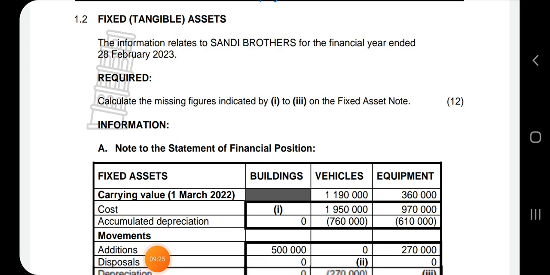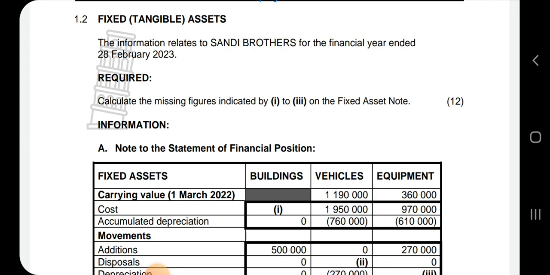Now we are going to answer the fixed asset or tangible asset note question. The information relates to Sandy Brothers for the financial year ended 28 February 2023. So guys, if the financial year ends today on the 28th of February, it starts immediately tomorrow. So if it ends on the 28th of February 2023, it starts on the 1st of March, which means this financial year started on the 1st of March 2022. You can calculate from March 2022 to 28th February 2023, it's exactly 12 months. So keep that in mind.